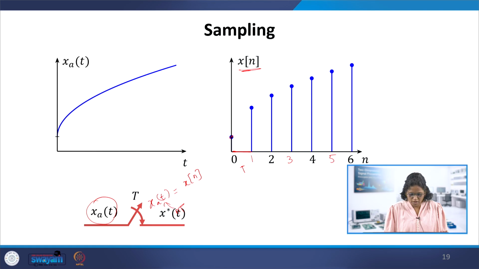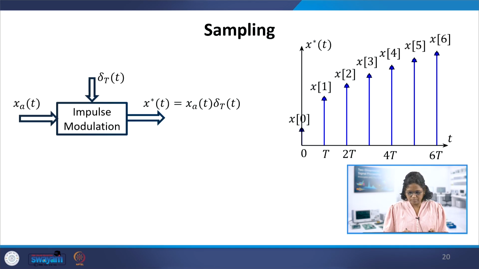So we get x star of t. How do we define this expression? x star of t is what the sampler gives through its switching on and off. We can take this operation as an impulse modulation. That means the analog signal xa of t is multiplied with an impulse signal having time period capital T. You get the impulse modulated output, so x star of t is xa of t multiplied by delta T of t.